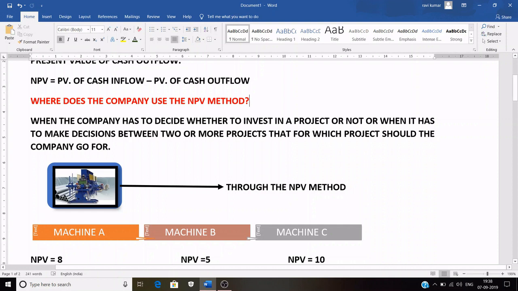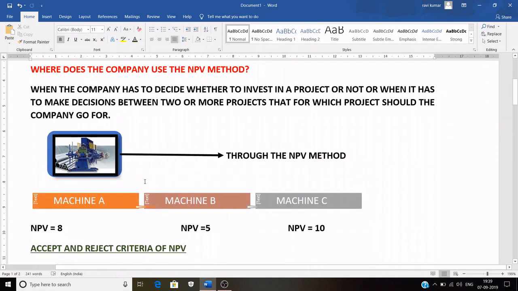Later on, we will learn how to calculate NPV. But for now, suppose the company calculates NPV, and if NPV is positive, the company will buy this machine, and if NPV is negative, the company will reject this machine and would buy another machine. So there NPV is used.